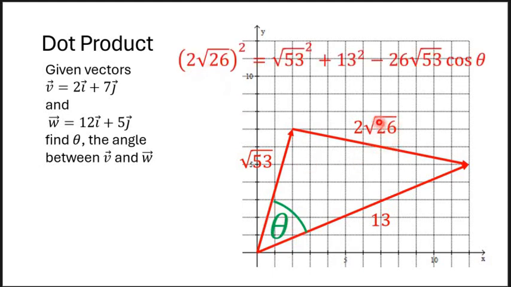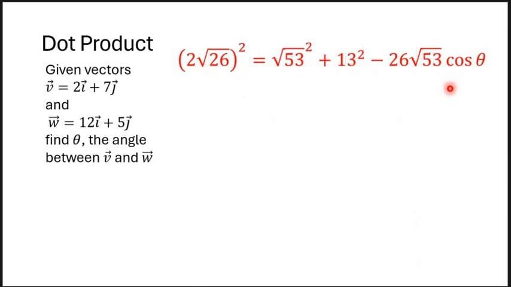The square of the side across from the angle is equal to the sum of the two adjacent sides squared minus the product of those two times 2. So that's going to be 2 times 13, which is 26, times the square root of 53, times the cosine of that angle theta. So that is the law of cosines. And we're going to go ahead and solve that for theta.